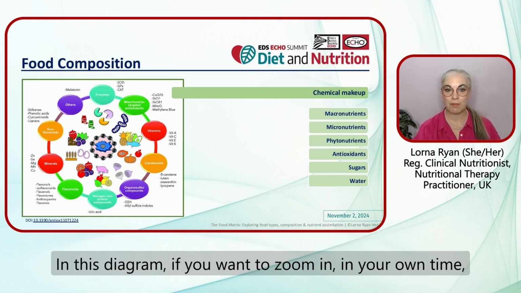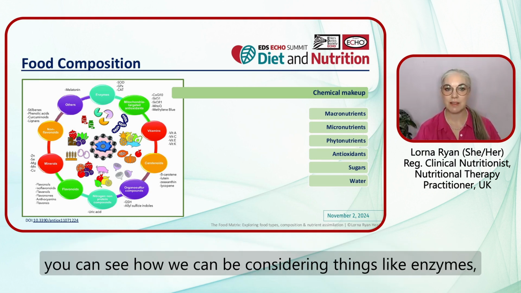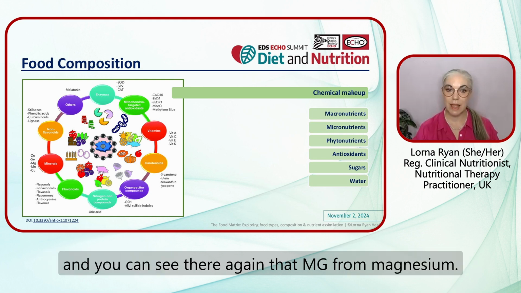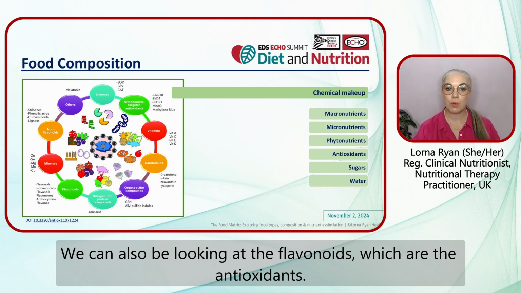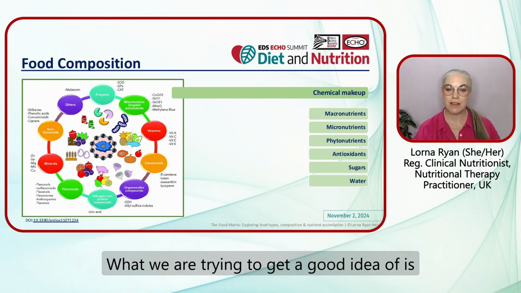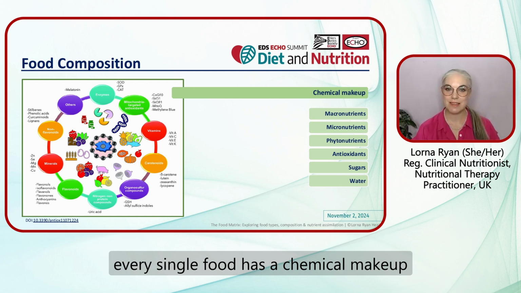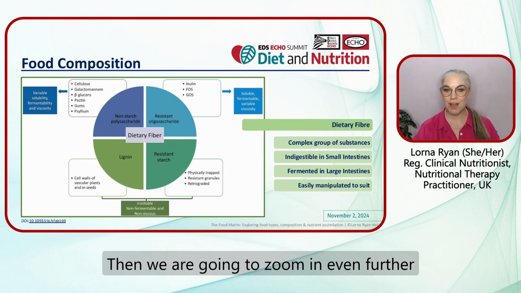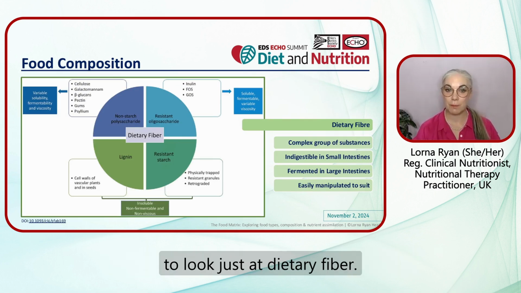In this diagram, if you want to zoom in your own time, you can see how we can be considering things like enzymes, things like minerals, and you can see there again that Mg for magnesium. We can also be looking at the flavonoids, which are the antioxidants. And so what we're trying to get a good idea of is every single food has a chemical makeup that includes many different compounds. And we're then going to zoom in even further to look just at dietary fiber.